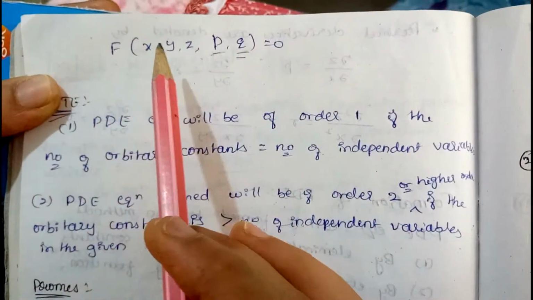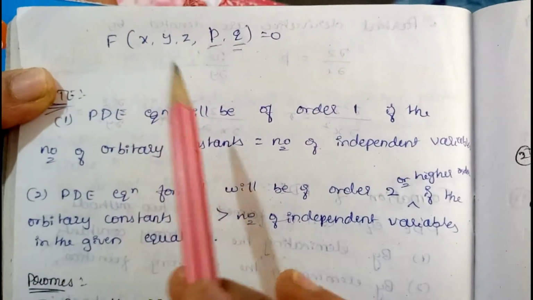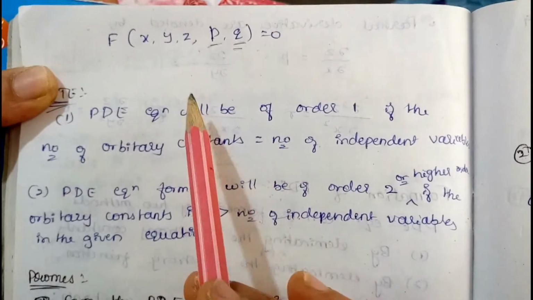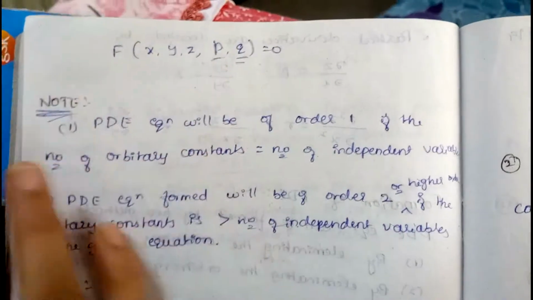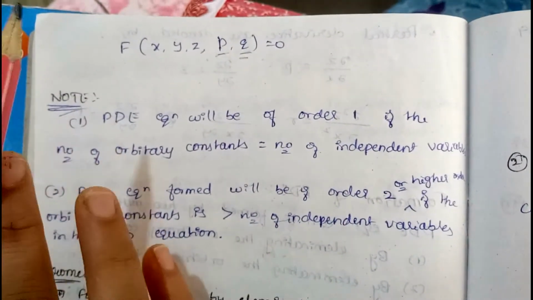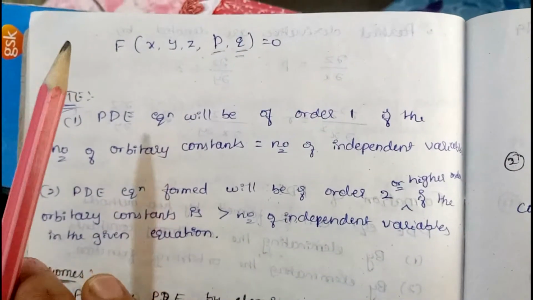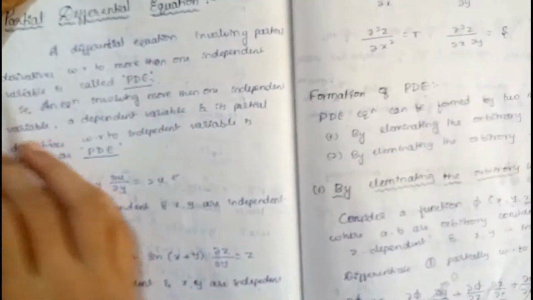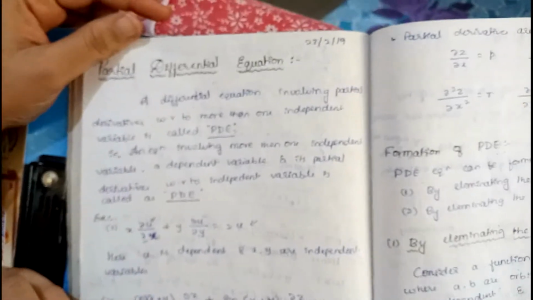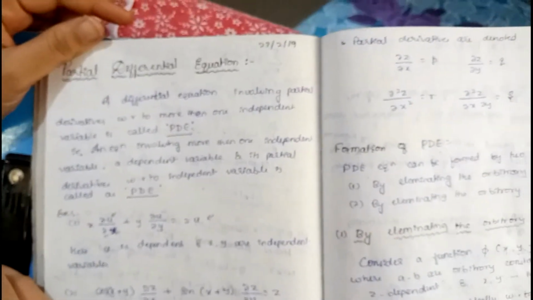This is the procedure to form the partial differential equation by using the elimination of the arbitrary constants. What is the method? First you take the given function as equation 1. Next step is to differentiate the equation with respect to x, take as equation 2. Similarly, next you differentiate with respect to y, take as equation 3. By using equations 1, 2, 3, you eliminate the arbitrary constants a and b. Then you form the differential equation.